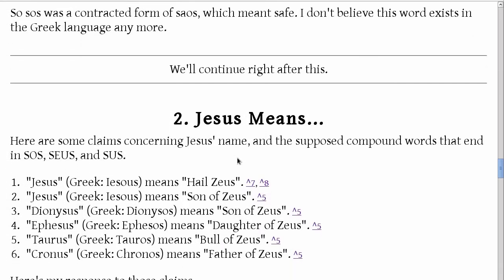We are back. Jesus means. Here are some claims concerning Jesus' name and the supposed compound words that end in SOS, SEUS, and SUS.